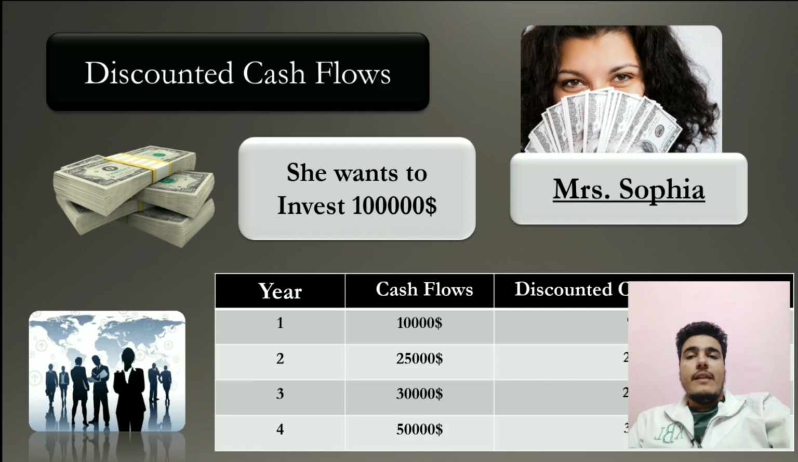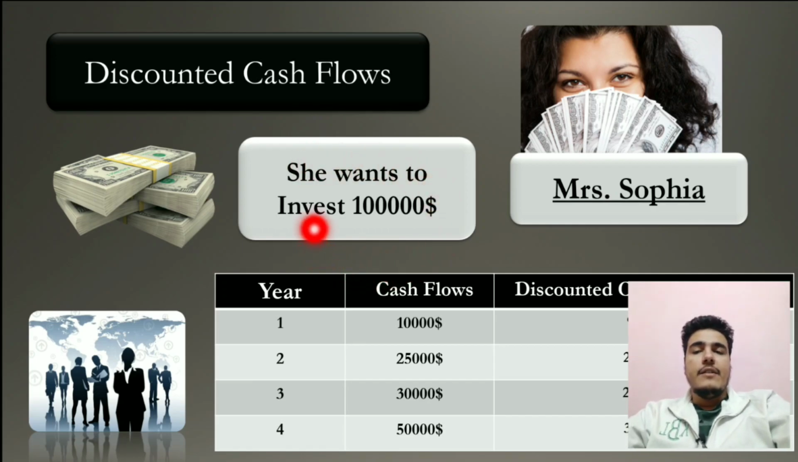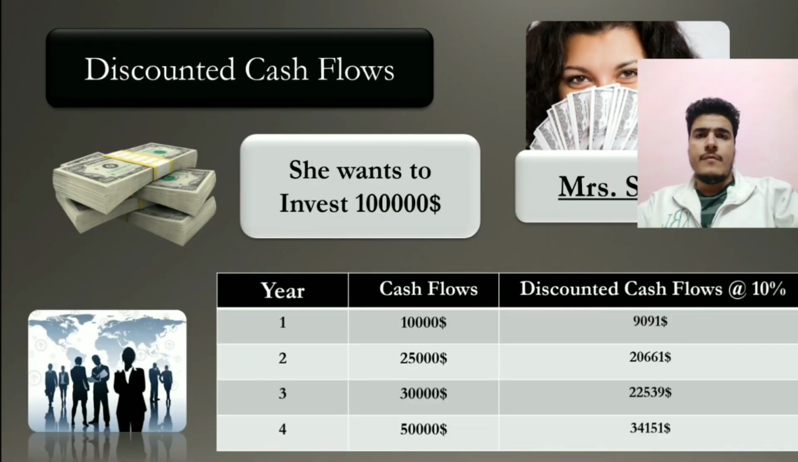But these are cash inflows, and what is the cash outflow? This $1 lakh is the cash outflow. So inflows are in the future and the outflow is in the present, right? We can't adjust these directly, so we have to pull these inflows into present terms so that we can easily compare. Now let's calculate discounted cash flows, that is, the present value of cash inflows.